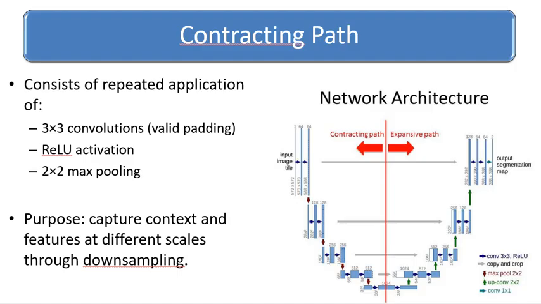In more detail, the contracting path repeatedly applies 3 by 3 convolutions, followed by ReLU activations and 2 by 2 max pooling for downsampling. This path compresses the spatial dimensions while capturing increasingly abstract representations. The idea here is to gather contextual information necessary for identifying structures in the image.